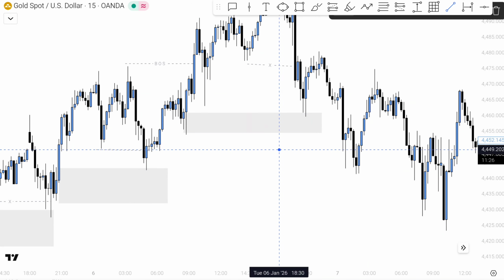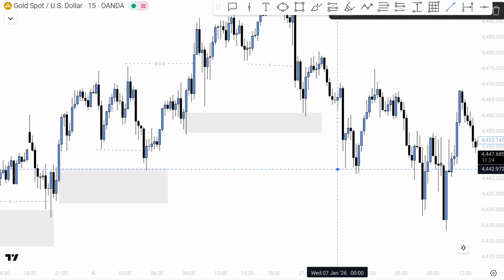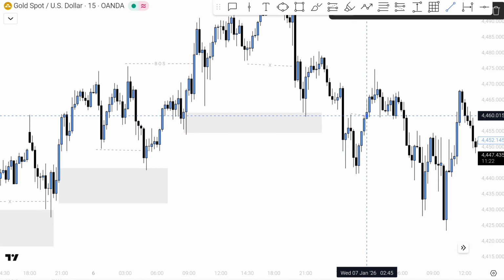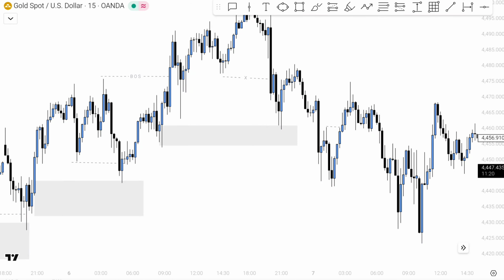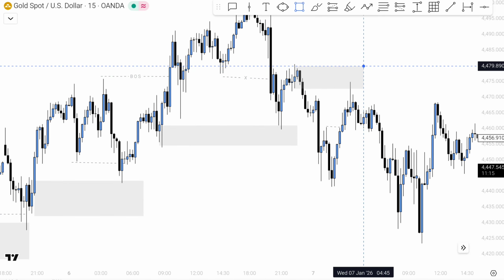Now you can look for a sell because the market has also broken below the recent major low. So this is a first high. Market broke above this point and tapped on this unmitigated order block, so you can look for a sell at this point.